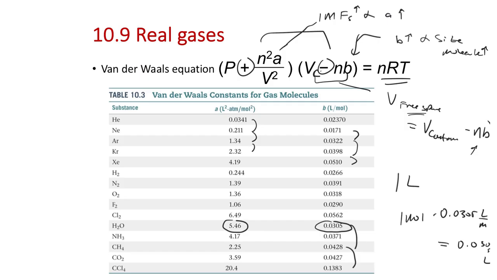Or if you're comparing two comparable sized molecules, we'll see this will depend a little bit on chapter 11 to understand this. But the stickier the molecule, the more polar it is. If two molecules have the same molecular weight, the more polar the molecule, the higher the A value, because it's going to have a stronger intermolecular force.